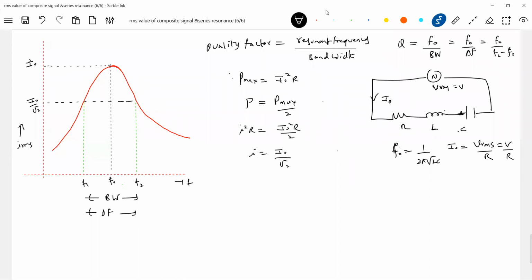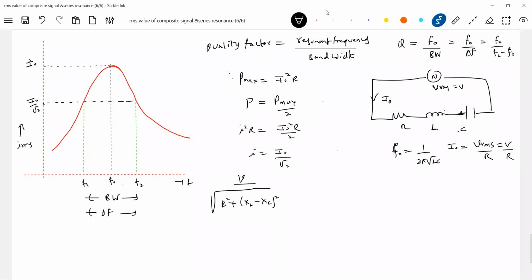Okay, let's go further. I want to show how it depends on R. I think that was our question. I brought this I naught. So let's come to this one. What is I naught equal to? What about the current here? I naught by root 2. Shall I write this in another way? V by root of R square plus (XL minus XC) whole square.